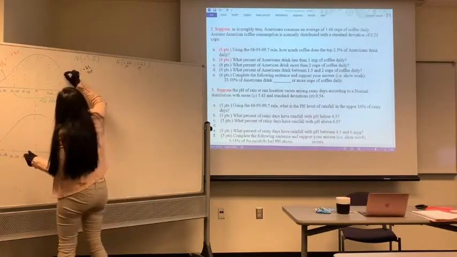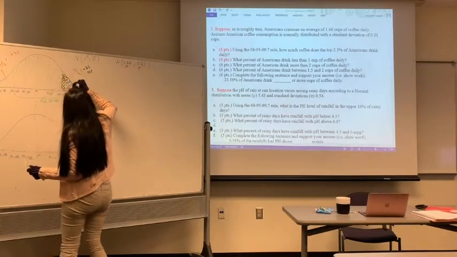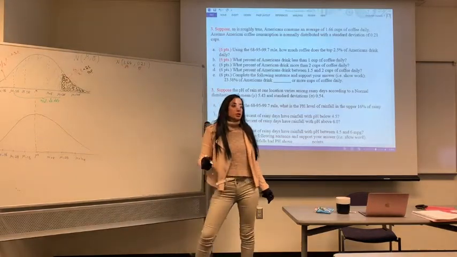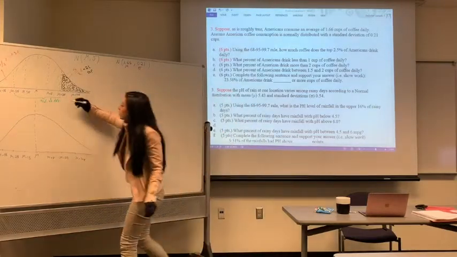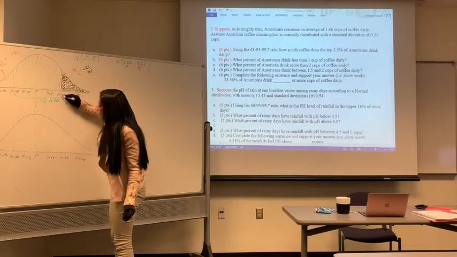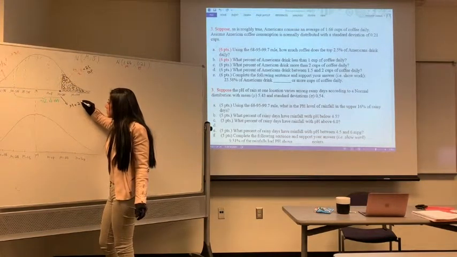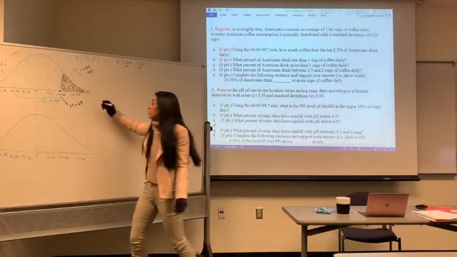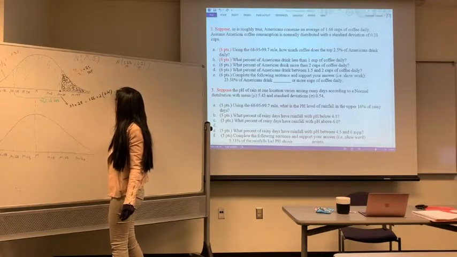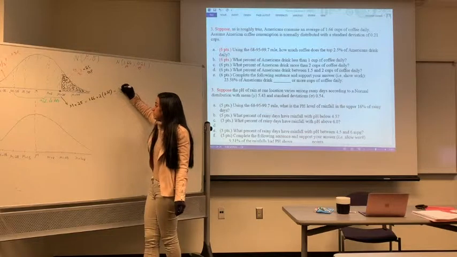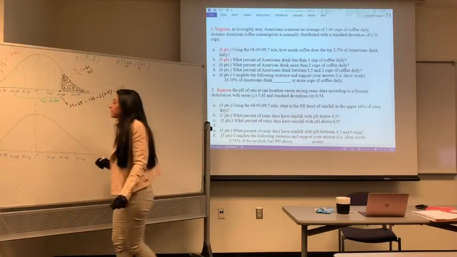So the area we are thinking about is this one, correct? This area is 2.5% of American consumption. This is the line, and this is the point we need to find: mu plus 2 sigma. So mu is 1.66 plus 2 times 0.21, exactly. So what is the answer? 2.08. This is the amount of coffee they are consuming.